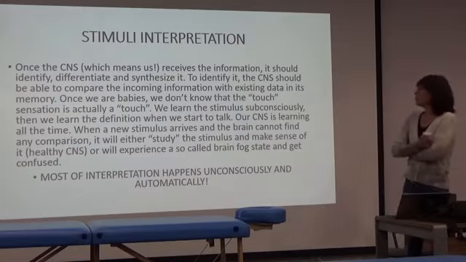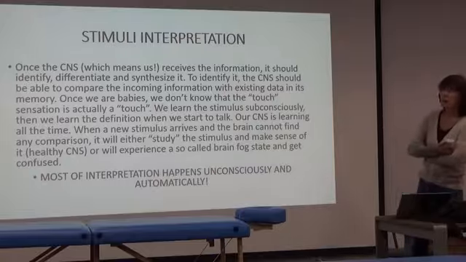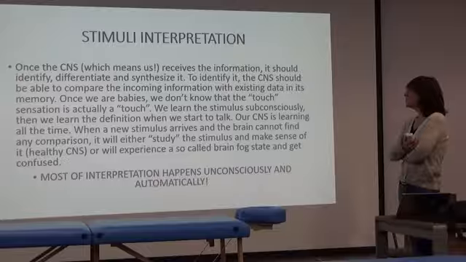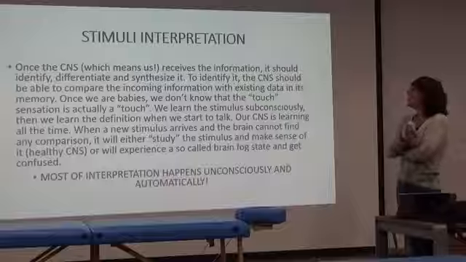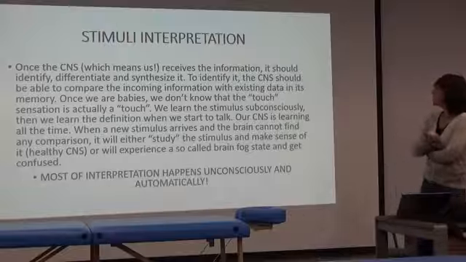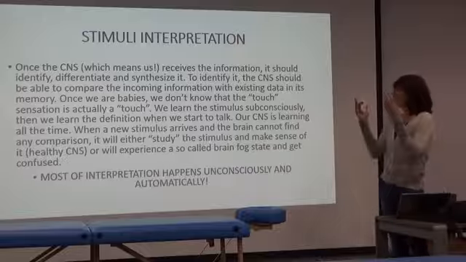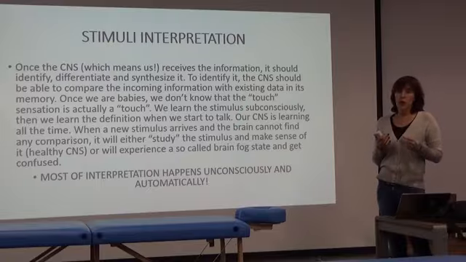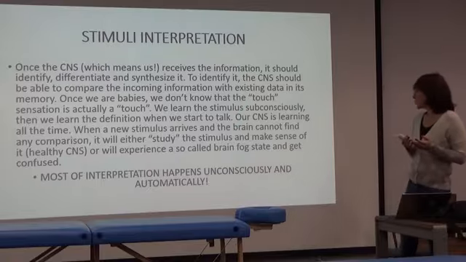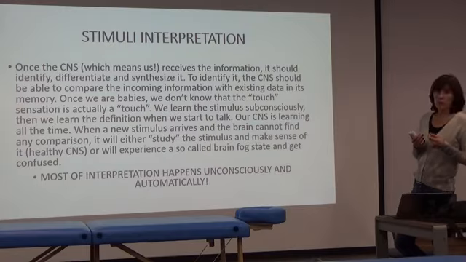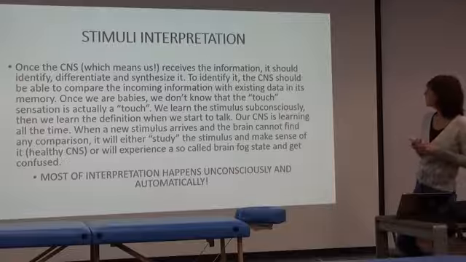So once our central nervous system receives the information, it will identify it, differentiate, and synthesize it. And to identify it, the central nervous system should be able to compare the incoming information with the existing data in the memory. Because when we were babies, we didn't know all that variety of stimuli. We didn't know the words, we didn't learn the sensations, so we didn't know what touch was. And then subconsciously we were learning the definitions, we were getting used to the world, and slowly we learned all the variety of stimuli, and now we can manipulate them. But when we are born, we absolutely know nothing.